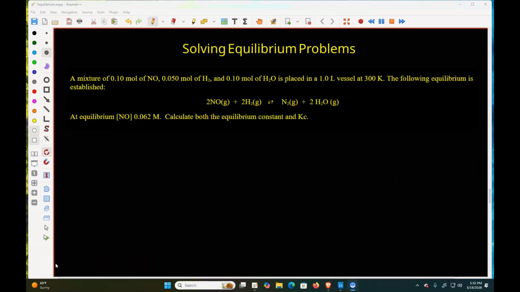Here we have another problem. Have a mixture of nitrogen monoxide and hydrogen to produce nitrogen and water. So I have the expression written out, and we know the initial concentrations. I have a water, but we have no nitrogen. But I know that at equilibrium, I have this number. So what we'll do is let's set up an ICE table.